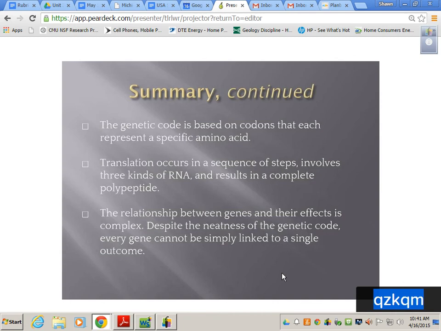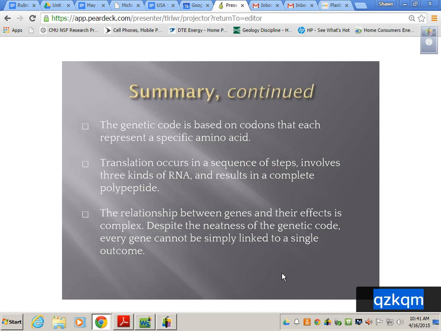So translation, we know, happens in steps, and this involves three kinds of RNA: rRNA, tRNA, and mRNA. mRNA codons are read by tRNA anticodons, which carry an amino acid. Two amino acids next to each other form a peptide bond. And the relationship between genes and their effects is complex. Despite the neatness of the genetic code, every gene cannot be linked to just one outcome. Remember, there are polygenic traits. And also remember that your cells are specialized.